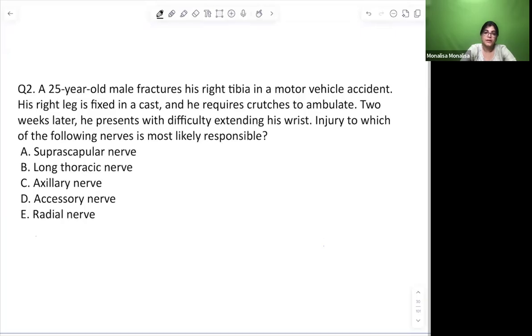Next. A 25-year-old male fractured his tibia in a motor vehicle accident. Leg is fixed in cast. He requires crutches to ambulate. Difficulty in wrist extension. Injury of which nerve is seen in this case? Here, easy one.